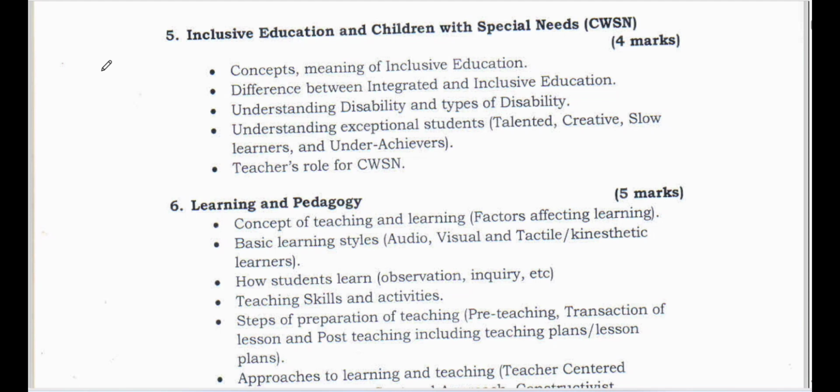Now, understanding exceptional students. All the students are not the same. They have individual differences, right? Some of them may be talented, some of them might be creative, some of them might be slow learners, and some of them might be underachievers. Underachievers means those who have the potential of doing but are not able to do so due to certain conditions. Now, we should also know about understanding disability and types of disability. There are 21 types of disabilities. So what are the different types of disabilities we have to study, like dyslexia, dyscalculia, dyspraxia, dysgraphia? So all those things we have to learn, right?